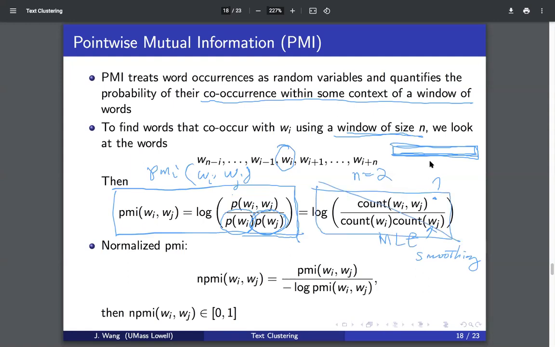And then after this, you can normalize it. You normalize PMI. So that means now I have a measure: the mutual information, when two words appear in the same window, how much information it carries. So that is a common way to measure co-occurrences.